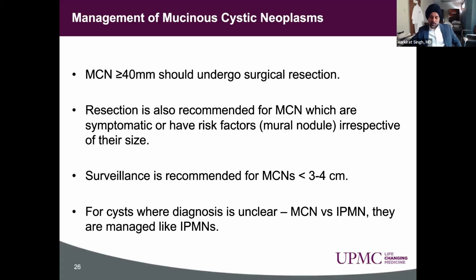So that was IPMNs. Going to management of mucinous cystic neoplasms, which is the second kind of mucinous cyst. This is relatively easier management. If you have an MCN which is at or above 40 millimeters in size, and you're a surgically fit candidate, we suggest resection because the risk of malignancy is moderate. If you have an MCN, irrespective of size, and you're symptomatic or have a mural nodule, that is also considered a cyst which should be recommended for resection.